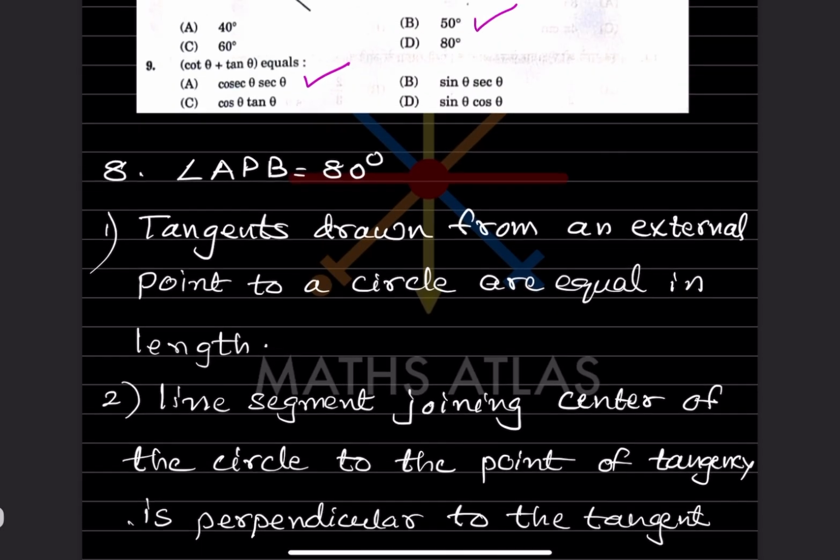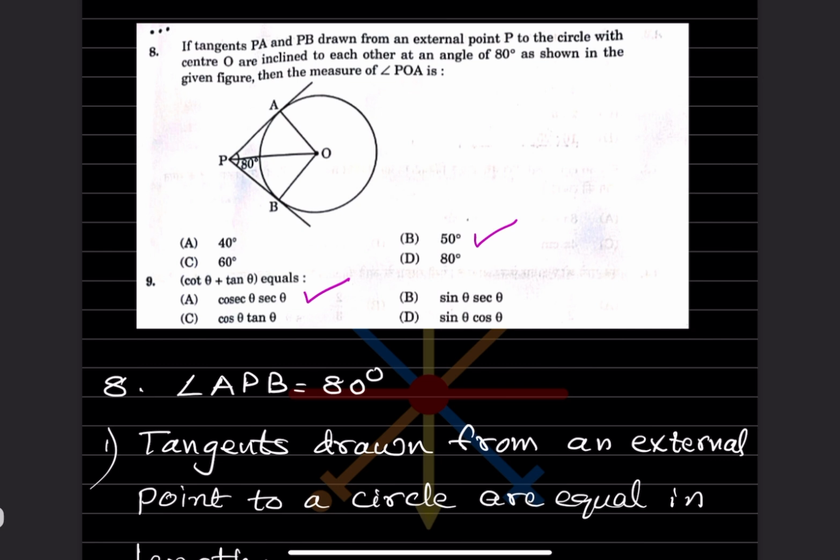And now what will you do? We want POA. POA means this angle. So now we know this is 40, and this is already going to be 90 degrees. So you know this is a triangle, so we are going to use the angle sum property.